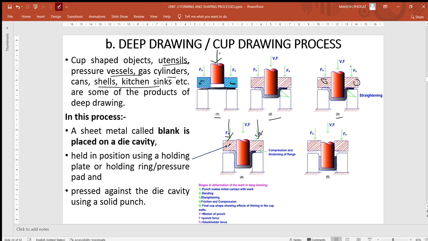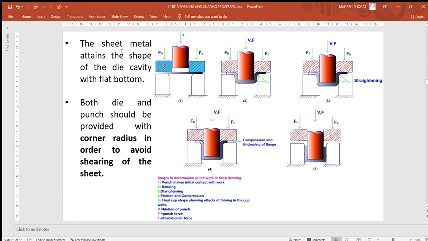When the punch is drawing, at that point of time the blank holders will also create a force, which is called the blank holding force. They will apply a compression force. Once this force is applied, thickening of the flange takes place. We will see how it thickens, but this thickening has to be protected. Otherwise, the dimensions will change. So the sheet metal attains the shape of the die cavity with a flat bottom, slowly and gradually.